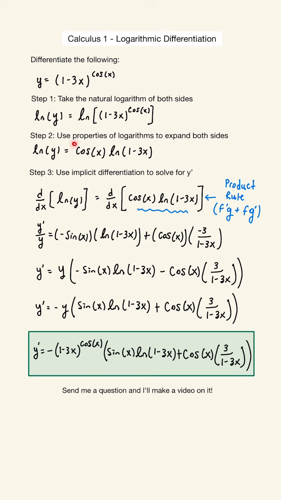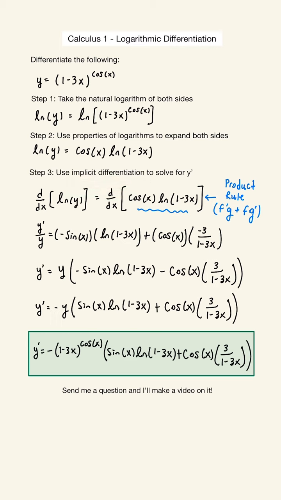And then we can use the properties of logarithms to expand this right-hand side and make it a little bit easier to take the derivative of. So we can go ahead and do that by putting this cosine x out in front of our natural logarithm, which is a property that we can use. And then after that, we can go ahead and take the implicit differentiation of both sides.